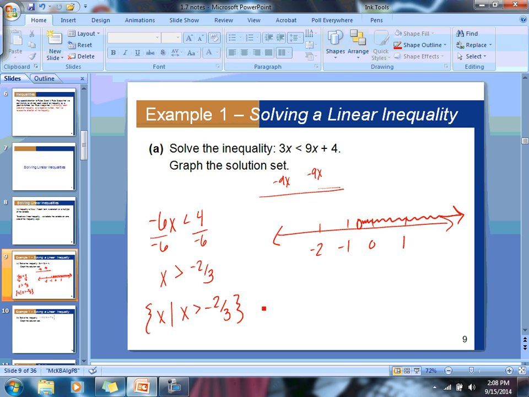So the other way that I could write my solution then would be parentheses negative 2/3 and then comma positive infinity with a parenthesis. Remember when we saw the set notation earlier in the chapter? We use those open parentheses anytime we had an open circle, and with infinity, either positive or negative, that always gets an open parenthesis like that.